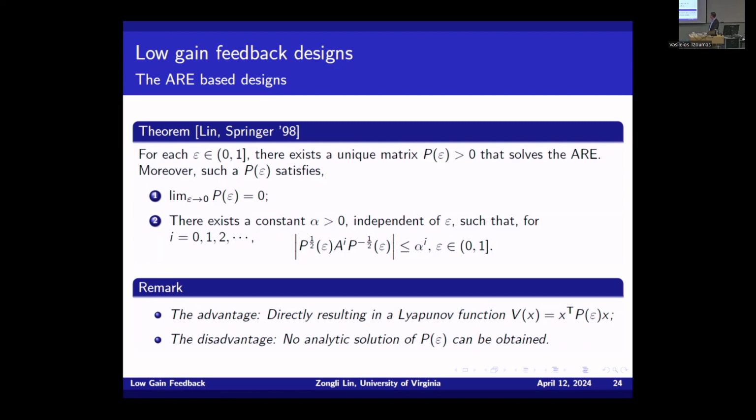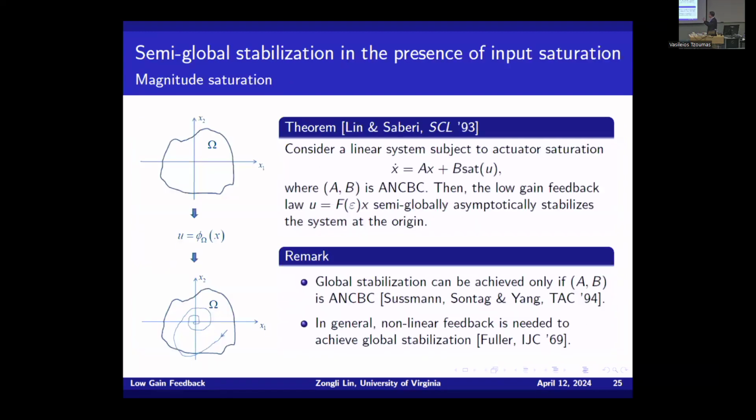And so let's come back to the application. The first application here is input saturation. Now, in nonlinear stabilization, I have this concept called semi-global stabilization. Basically it means that if you give me a bounded set in the state space, I want to design a feedback law such that the closed loop system is locally asymptotically stable, but that set is included in the domain of attraction. So it's not global stabilization, but it's quite close, right?